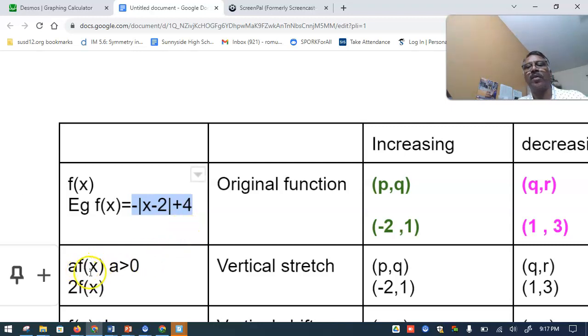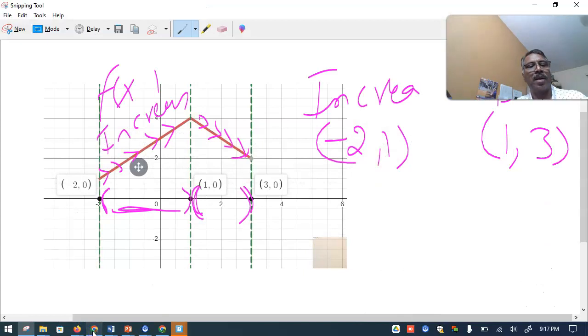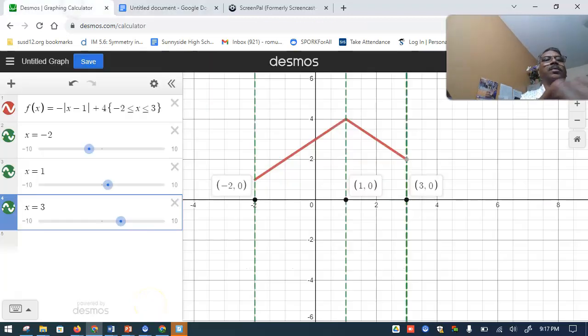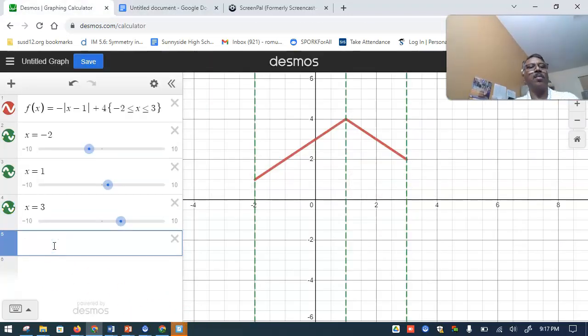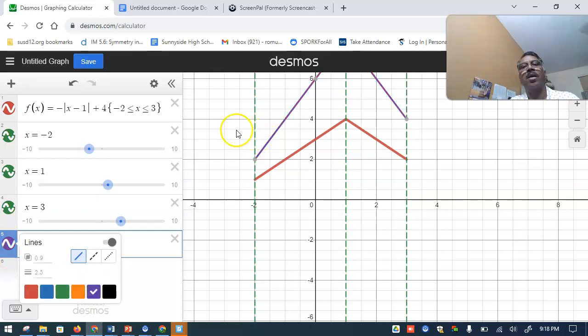Next, we want to know what happens if I have a scale factor of 2. I'm going to take a is 2, where a is greater than 0. So let's go back there. This time I'm going to write 2 times f of x. The scale factor I'm picking is 2 times f of x. When you multiply by 2, you can clearly see there is a vertical stretch.